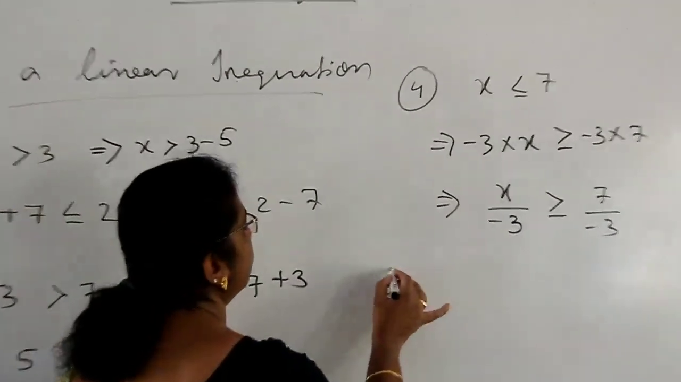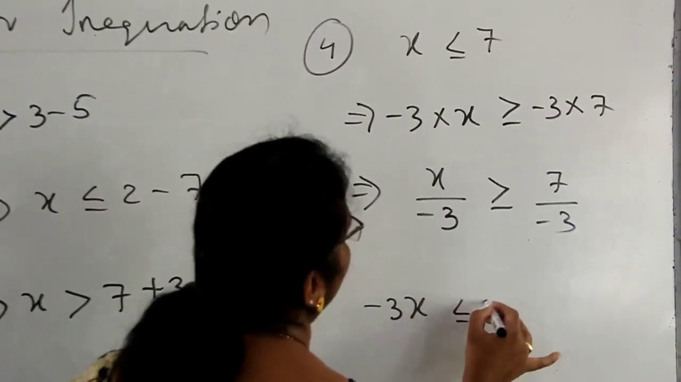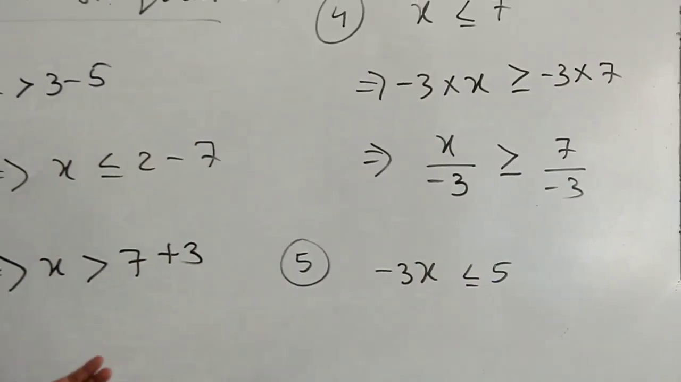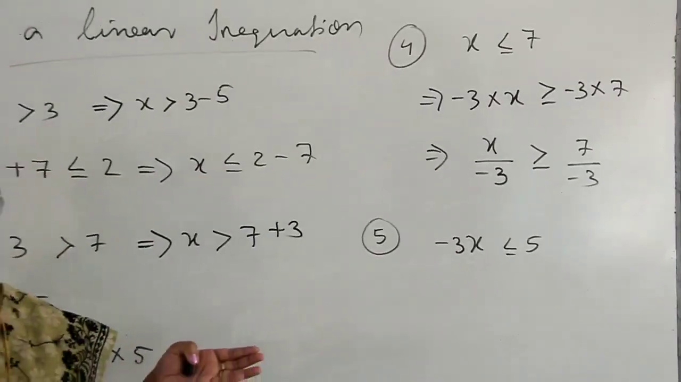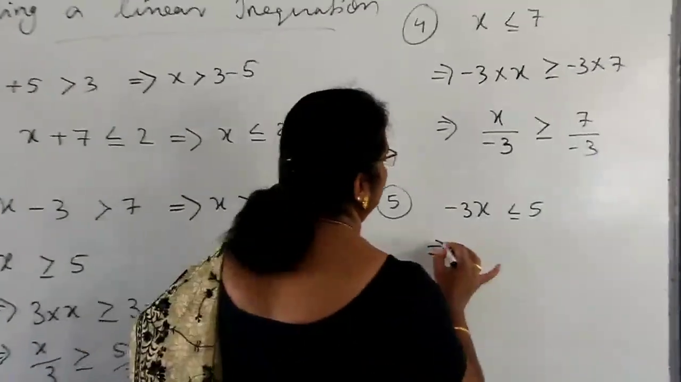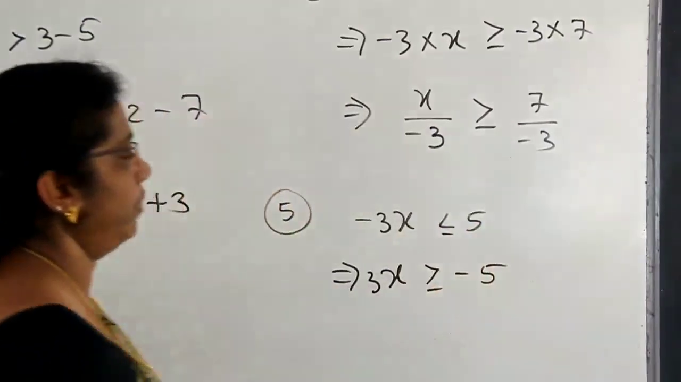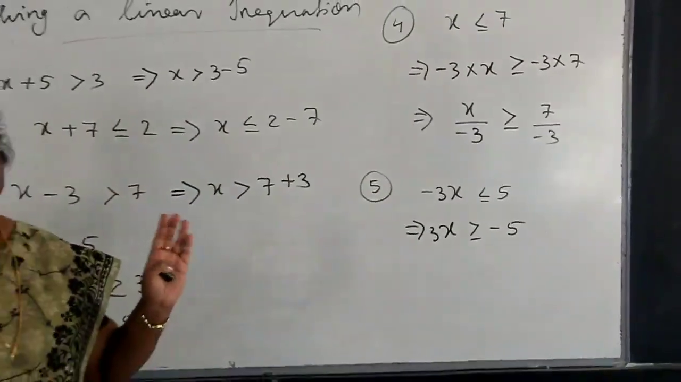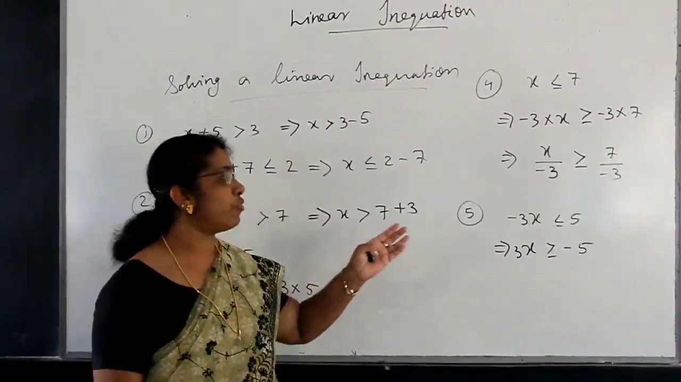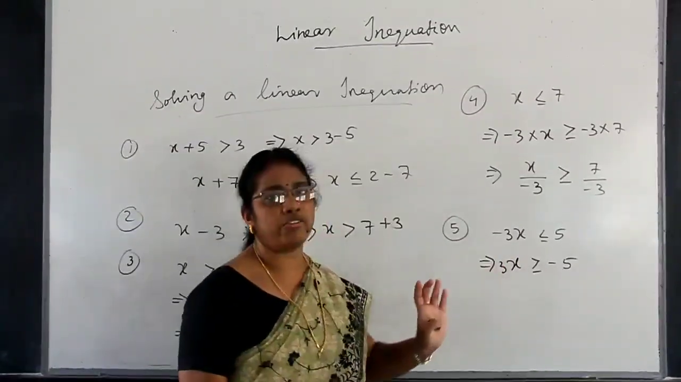And the fifth rule is minus 3x less than or equal to 5. That means the sign of both sides of an inequation is changed when the sign of inequality gets reversed. So in this case, 3x greater than or equal to minus 5. That means if the sign of both the terms of an inequation is changed, the sign of inequality gets reversed.